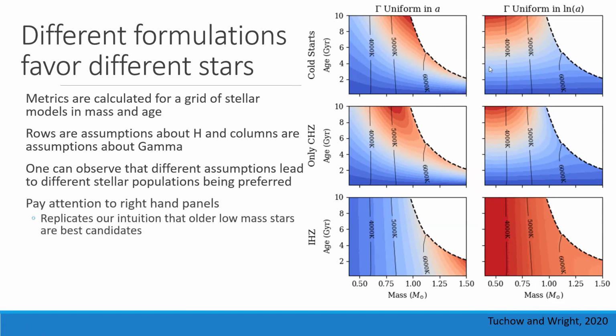And so pay attention to the right-hand panels, which have a more realistic assumption for gamma. And one can see that it replicates our intuition that older low-mass stars are better candidates for biosignature searches because they would have potentially more stable habitable zones, and their planets would likely be in the habitable zone for longer. And one should also note that considering the duration spent in the habitable zone has a major effect. So this bottom column over here does not depend on the duration spent in the habitable zone. One can see that these panels look very different than these upper panels, which depend on the duration spent in the habitable zone.